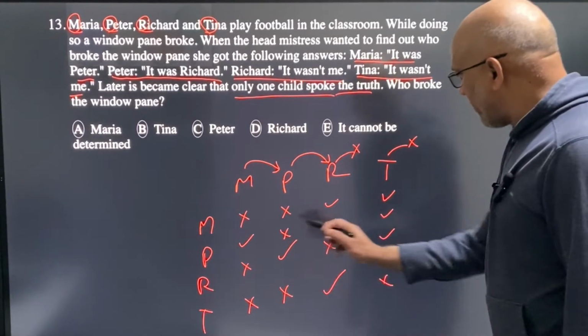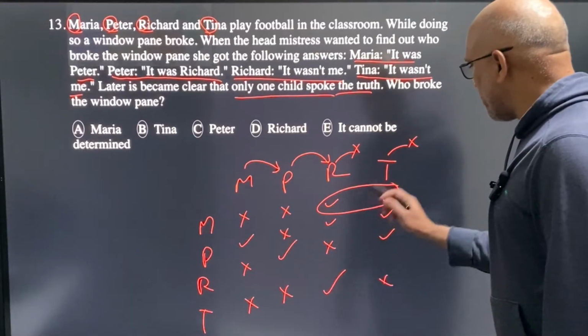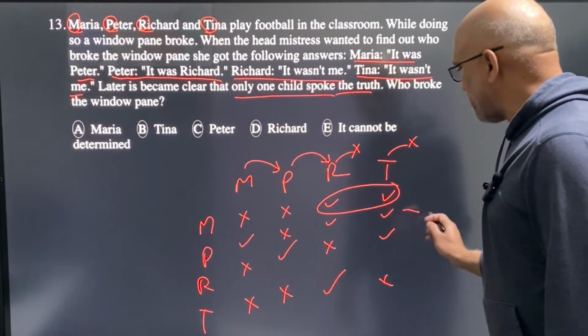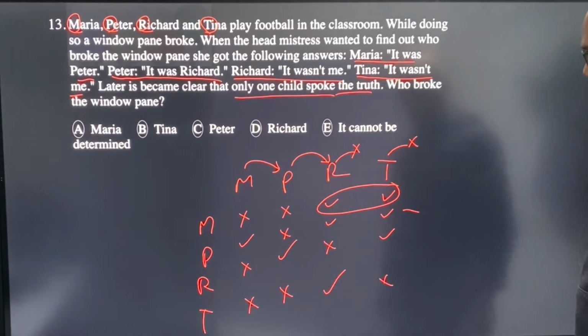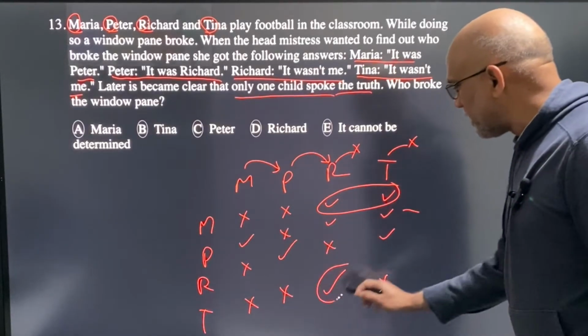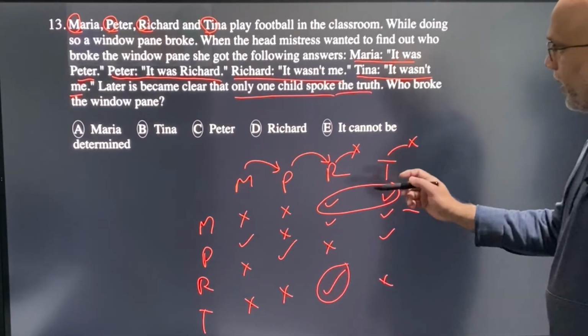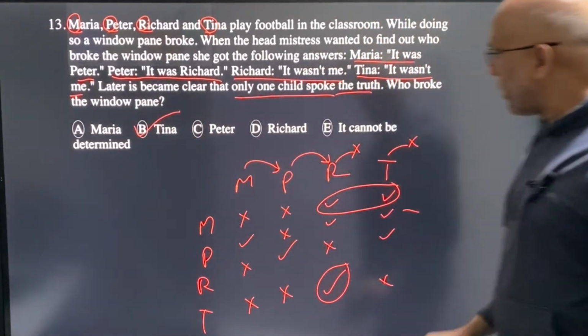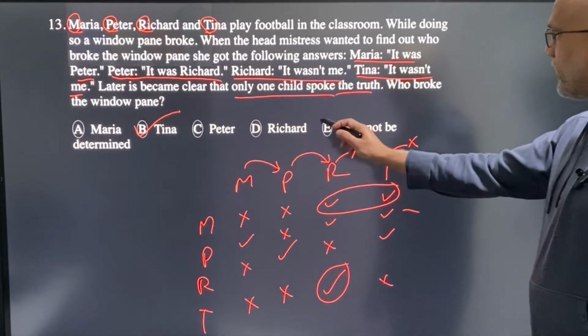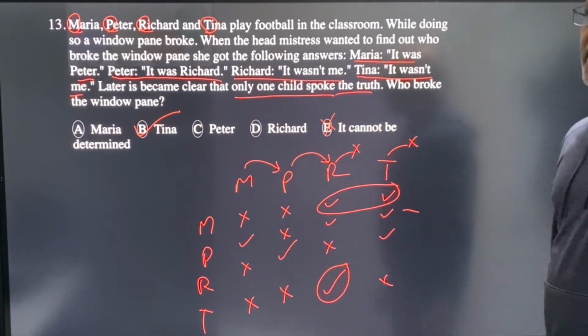So in every case, in this case, two people are telling the truth. In this case, three people are telling the truth. In this case, two people are telling the truth. Here, only Tina is telling the truth. So we can say B is the correct choice, and E is definitely not the correct choice because we can definitely determine it.